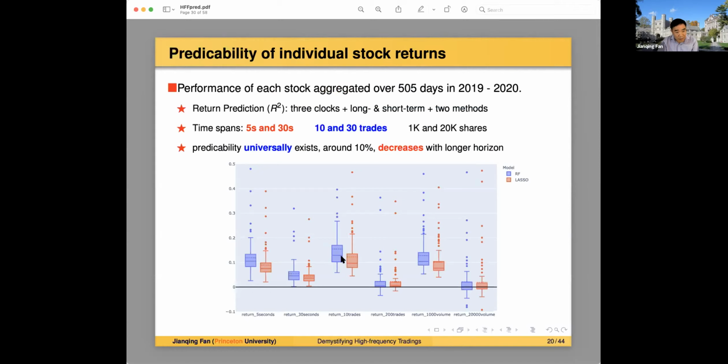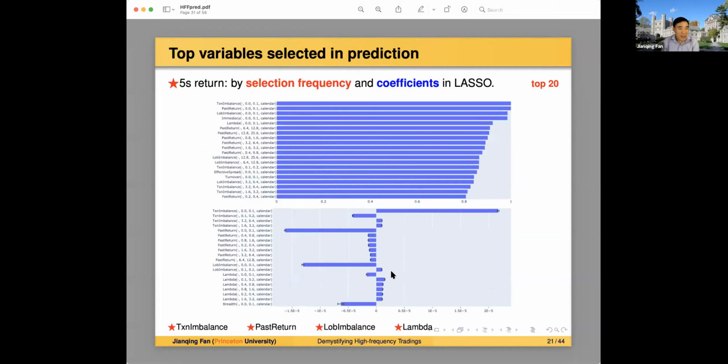And if you look across this, for a 5-second return, a short-term horizon, the average predictability is about 10 out-of-sample R squared, and it decreases over the time horizon, as we can see and can imagine too. And here I just summarize the important variables, aggregating all those stocks and the 505 days. So these are the variables.